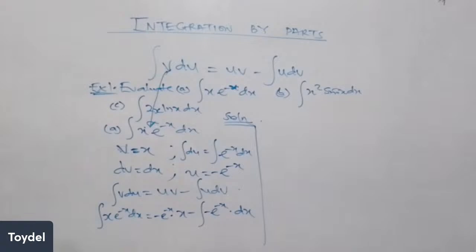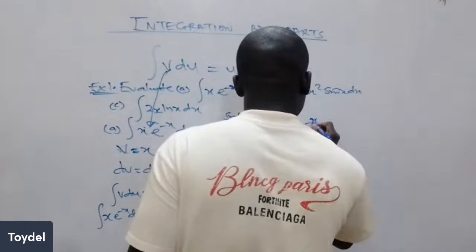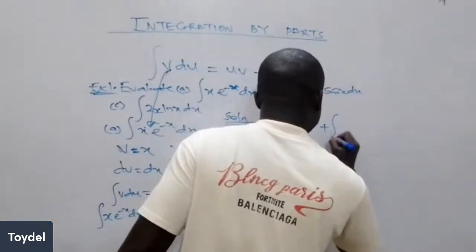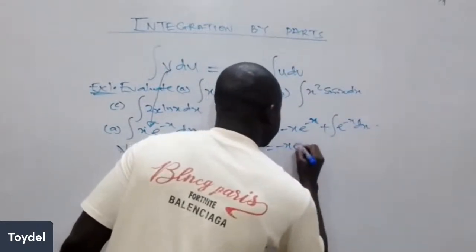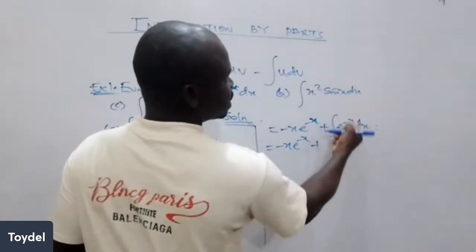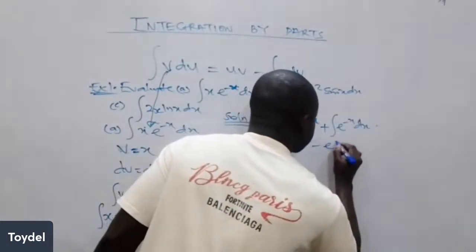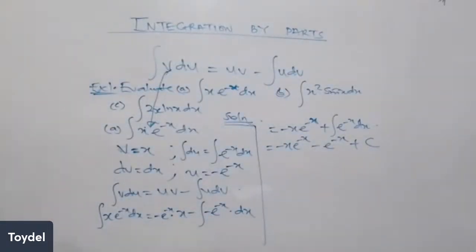Just substitute the values back, as we have done on the board. From there, we are going to have minus x e^(-x). Then here, minus times minus is plus. So we are going to have plus the integral of e^(-x) dx. Then from here, I'm going to have minus x e^(-x) plus, when you integrate the exponential e^(-x), the coefficient is minus 1, use it to divide. That is, divide by minus 1. Now this will change to minus e^(-x) plus an arbitrary constant. And that is what you are going to get.